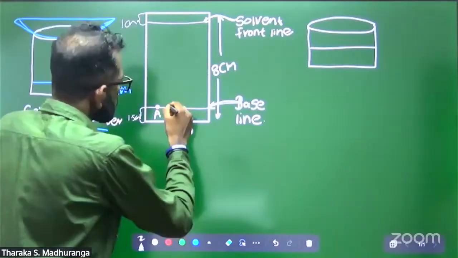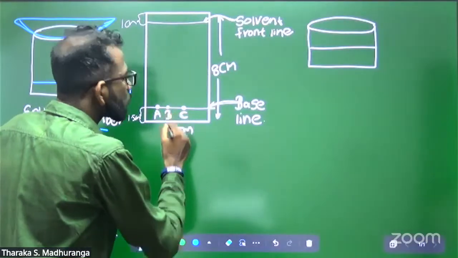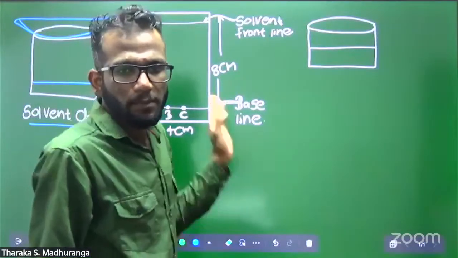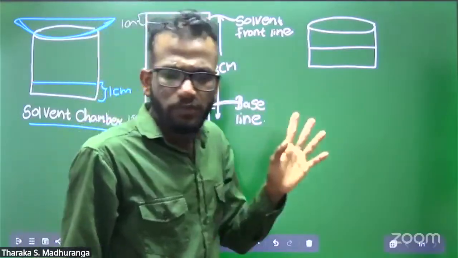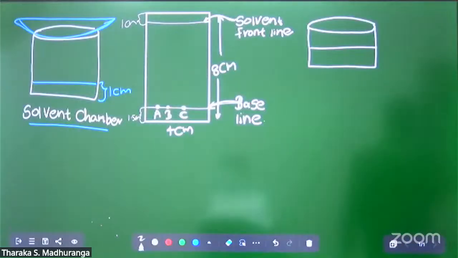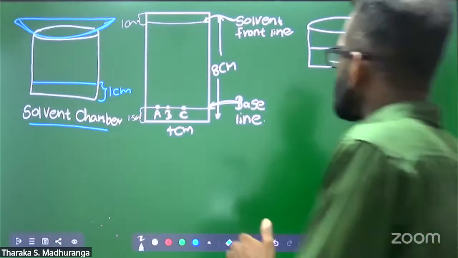Okay, at least one. If you want, you can use another crude product as B. A and B are both crude products, and C is the control. No issue. A and B are the crude product samples.